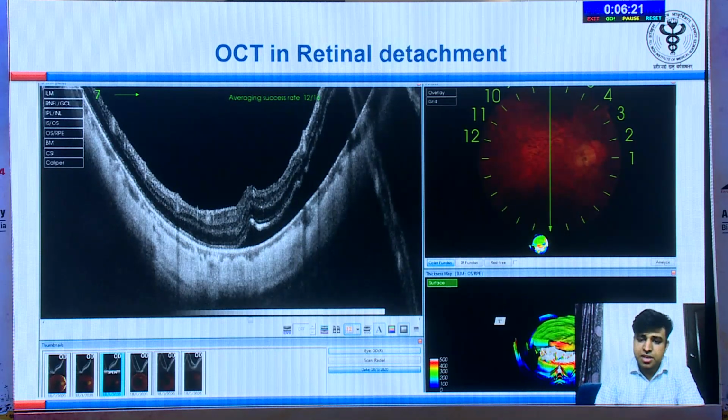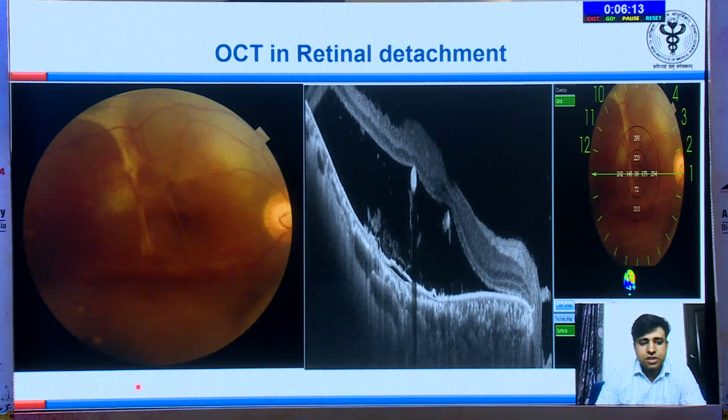Shallow retinal detachments, which are difficult to pick up on indirect ophthalmoscopic examination, can be picked up and confirmed with the help of an OCT. This is a patient with old retinal detachment with multiple subretinal bands in the macular region, and these bands are beautifully picked up on a scan passing through the macula.